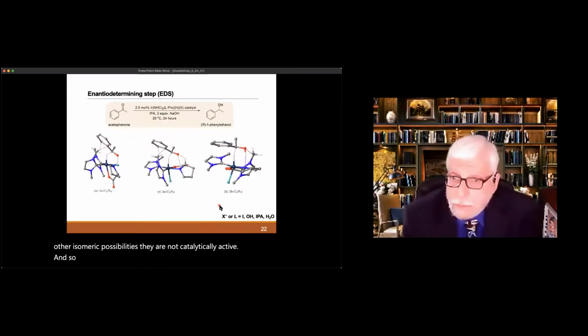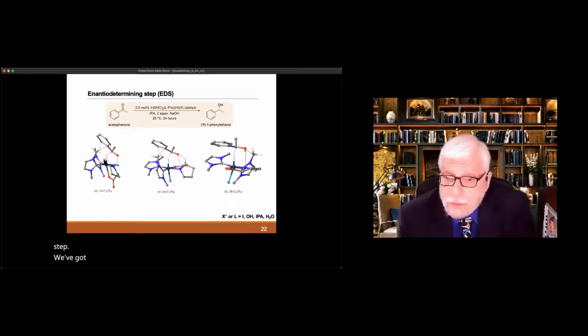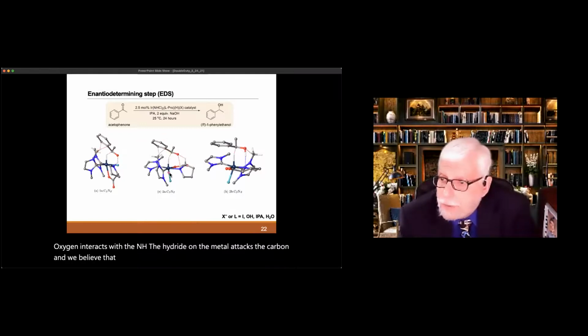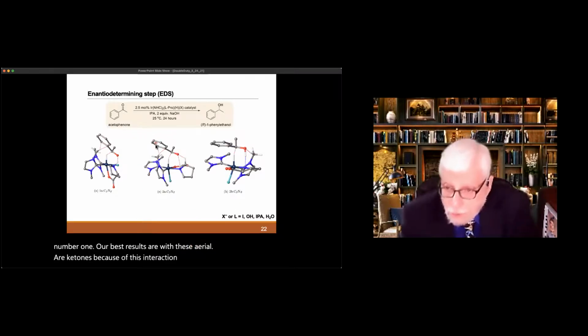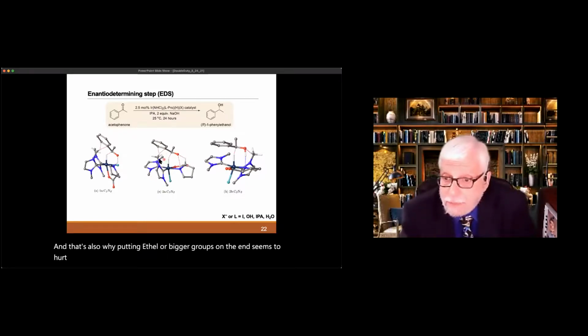And so this shows what we would call the enantio-determining step. We've got the ketone, so that in the best of situations, the oxygen interacts with the NH, and the hydride on the metal attacks the carbon. We believe that an important part of this is what has been called in the literature a CH-pi interaction, which is also why our best results are with these aryl ketones, because of this interaction helping. That's also why putting ethyl or bigger groups on the end seems to hurt our activity and selectivity, because we get our optimum interaction with a methyl group there.